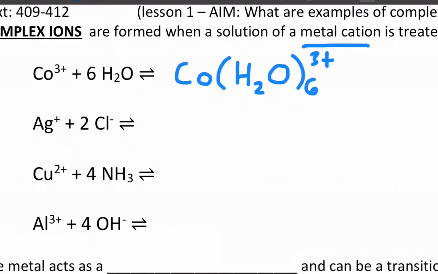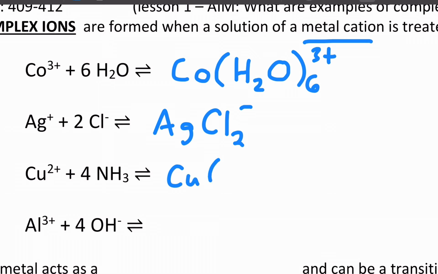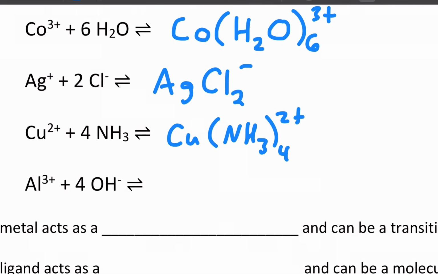So there's a few others. If I just drew the products of these, a single silver ion and 2 chloride ions would make silver with 2 chlorides and then an overall negative charge. This one has a charge with the anion that gets added, so 2 times -1 plus a +1 is an overall -1. A copper with 4 ammonias would be written as copper, parentheses, NH3, 4, and then a 2+ charge. And then an aluminum with 4 hydroxides would be written as aluminum, OH parentheses 4, and then a net -1 overall.